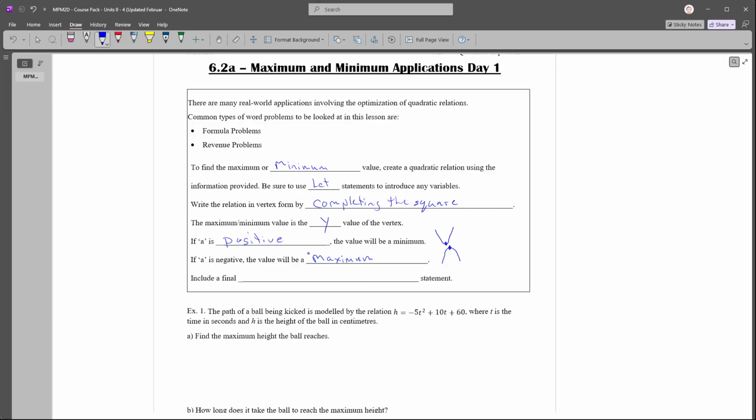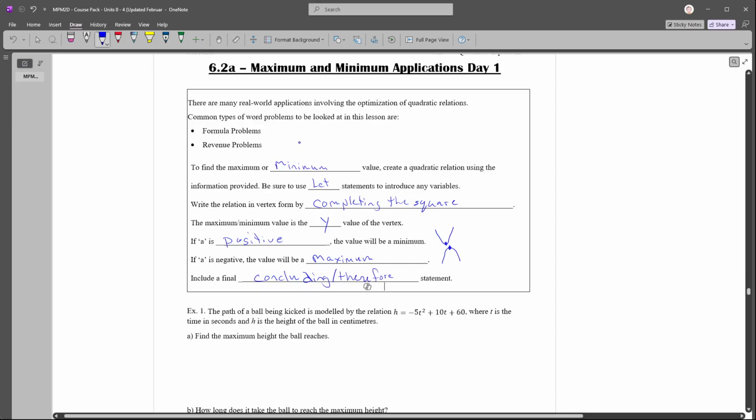Okay. And of course, because they're always word problems, we always need to have some form of concluding or therefore statement to finish it off. Oops. I will get better at writing with this tablet at some point, hopefully. Anyways, so let's get to our first problem.